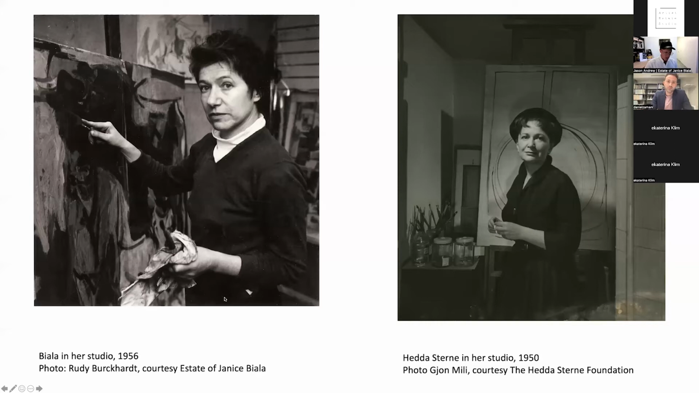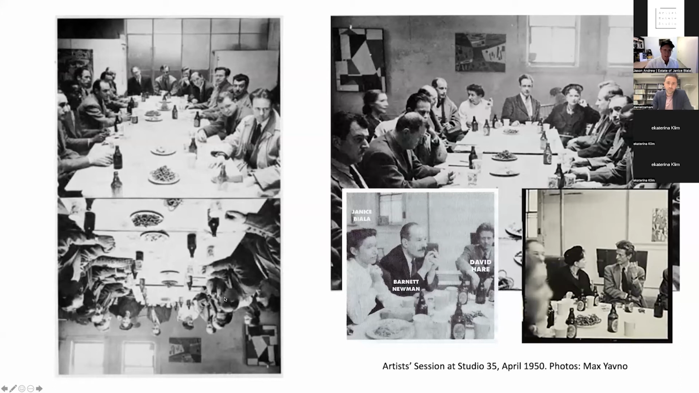Both of them stood firm in an art world that was dominated by their male counterparts. Biala and Sterne made art the center of their lives. I believe that their lives would have intersected in Paris in the late 30s. Hedda was exhibiting with the independent Salon, and so was Biala. The art world was very small then, and I think that they would have known each other before they appeared together in this photo, capturing the artists' session at Studio 35 in April 1950.